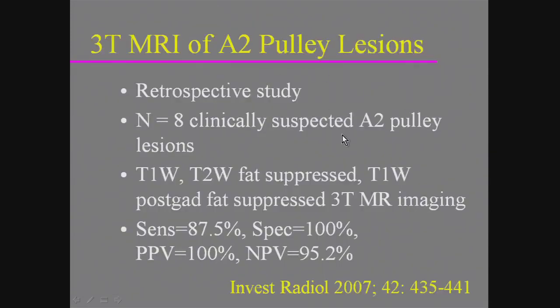Not surprisingly, 3T has value here in these small parts imaging. You can see the numbers here. Sensitivity about 90%, specificity 100% for pulley injuries. So the field strength here obviously can be traded in for high resolution imaging in small parts like the digits.